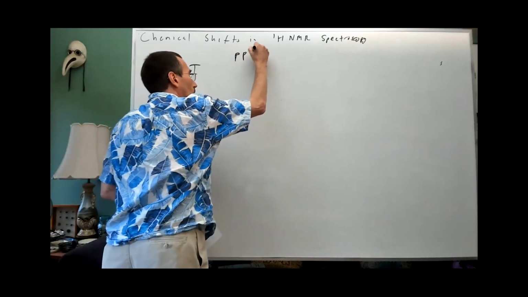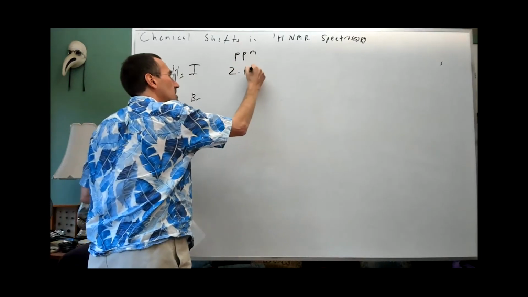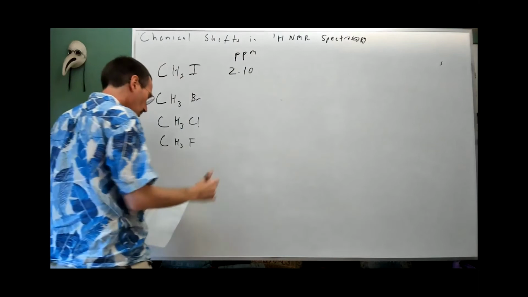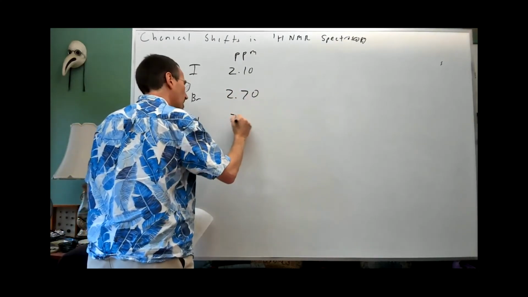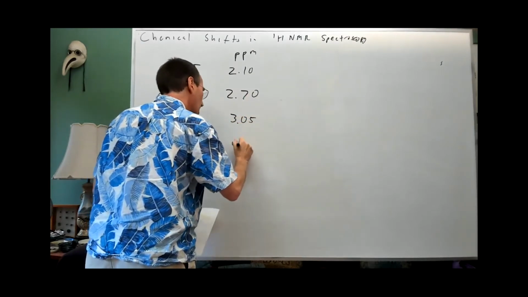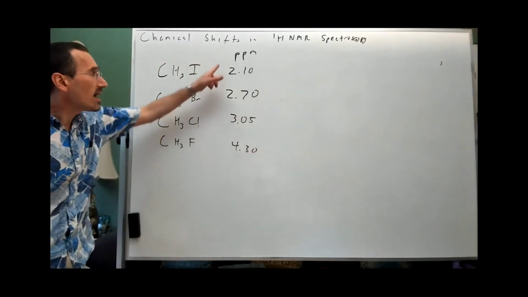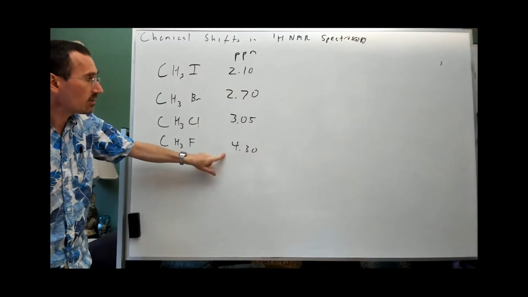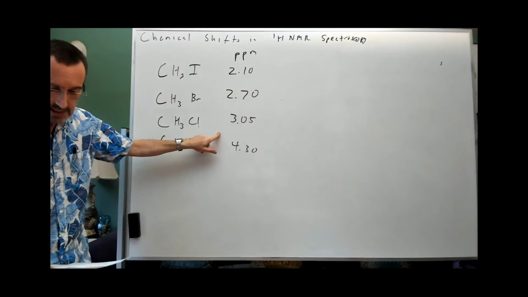But let's start with our chemical shift in ppm. So methyl iodide is about 2.10 ppm. Methyl bromide is about 2.70 ppm. Methyl chloride's about 3.05. Methyl fluoride's about 4.30. And you see that these numbers then go in an increasing scale that goes with the increase in electronegativity.